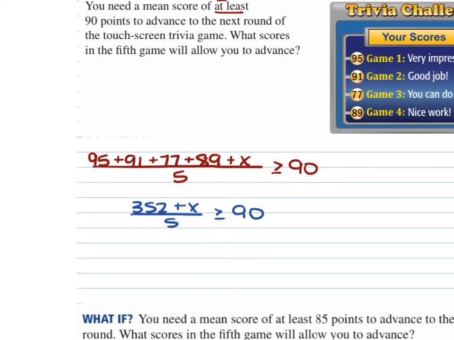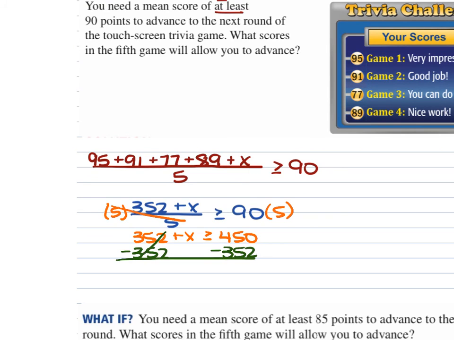From here, I'm just going to multiply each side by 5. So I get 352 plus x is greater than or equal to 450. The only thing I need to do next is to subtract the 352 from each side. So I'm going to do 450 minus 352. And I get that x has to be greater than or equal to 98.